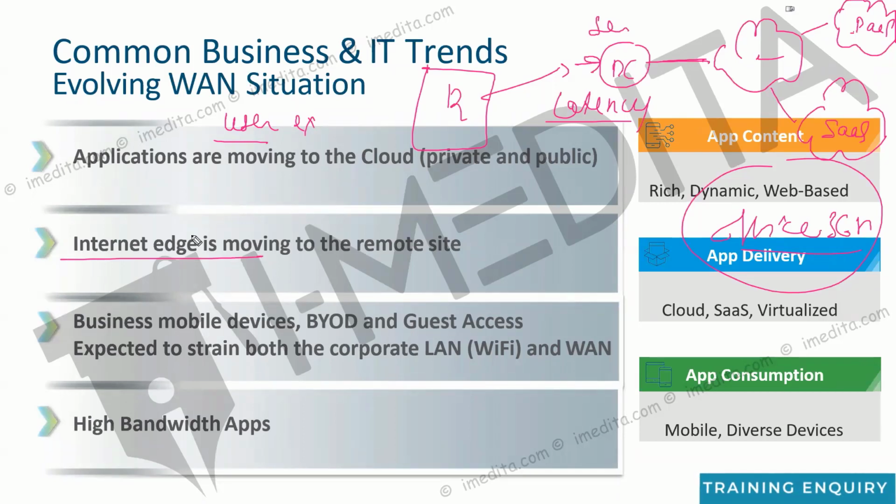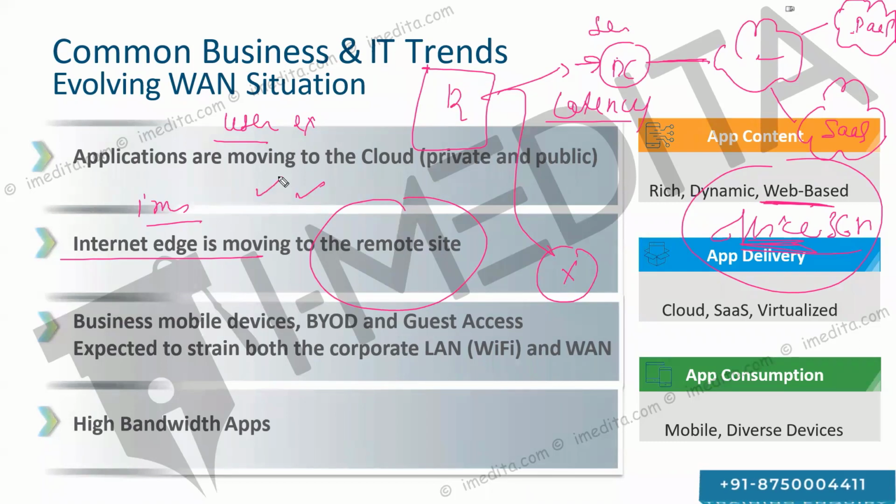So I want to improve the user experience. I'm not going to send these application traffic to the data center. At least for these cloud delivered applications, I want to have direct internet access. So the internet edge is now moving to the remote site. Remote site means the branches. It's not being provisioned via the data center anymore. For certain applications, maybe. For certain users, maybe. I want direct internet access onto my devices or onto my branch actually.